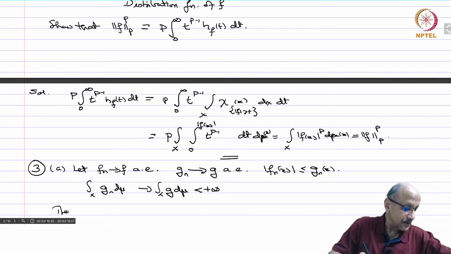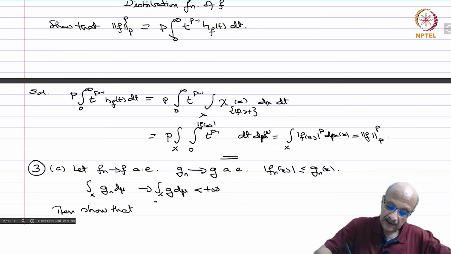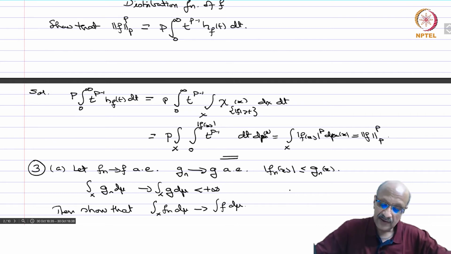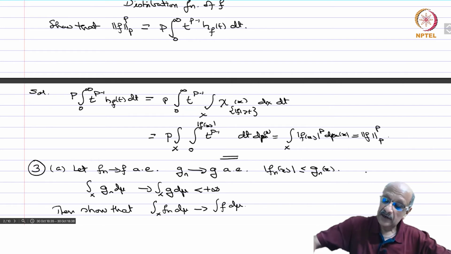So all these are hypotheses. Then show that the integral over x of f_n d mu converges to the integral of f d mu. So this is the generalized dominated convergence theorem. In the dominated convergence theorem, you would have f_n's all bounded by a single g and g is integrable. Now you are relaxing that. You are saying f_n is bounded by g_n, g_n converges to g and g is integrable. So this is called the generalized dominated convergence theorem.